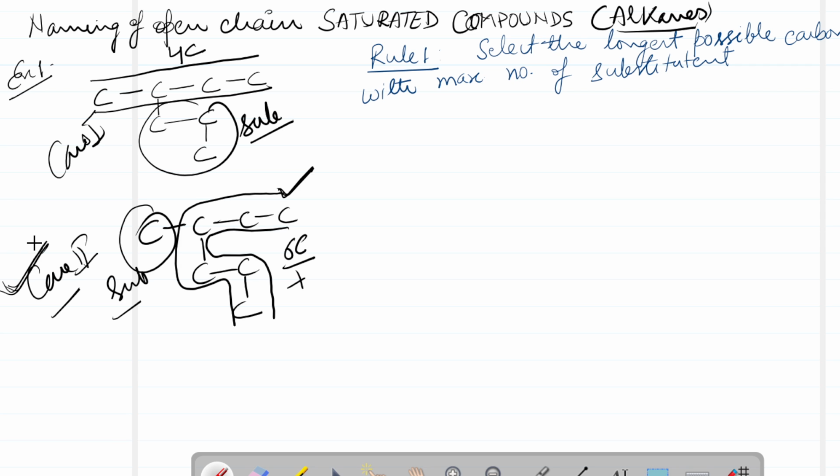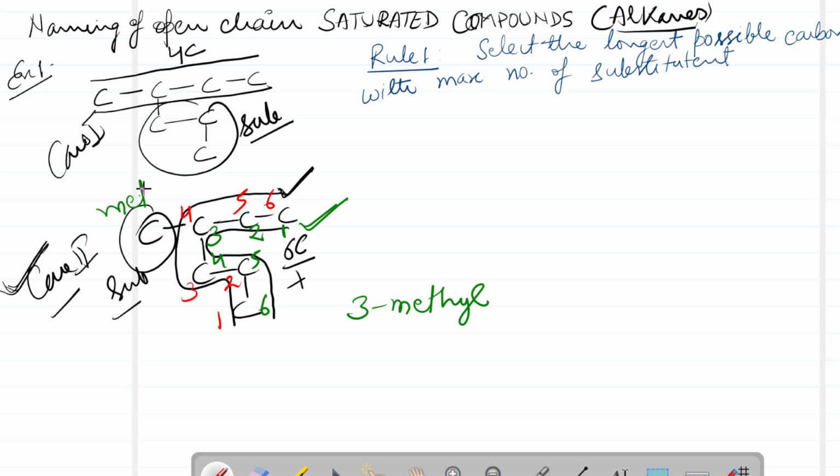Now doing numbering to the principal carbon chain. If I give numbering like that, 1, 2, 3, 4, 5, 6, my substituent is getting number 4. But if I do numbering like that, my substituent is getting number 3. So the way of numbering the carbon atoms which I wrote in green color is correct. So the name of the compound would be 3-methyl.